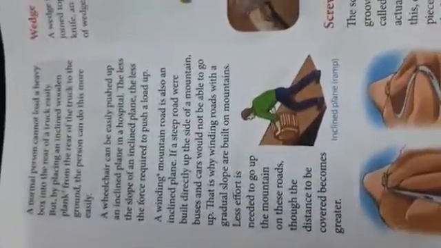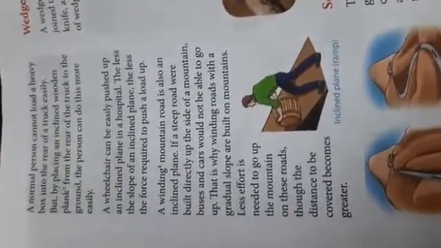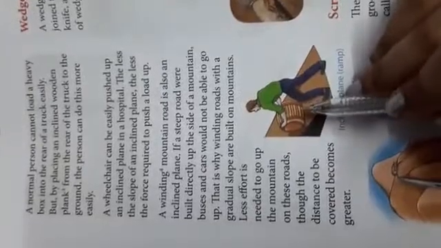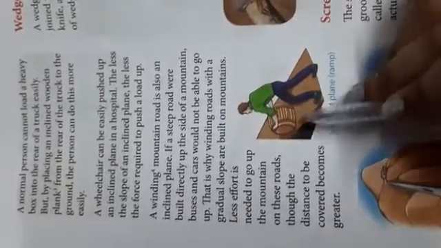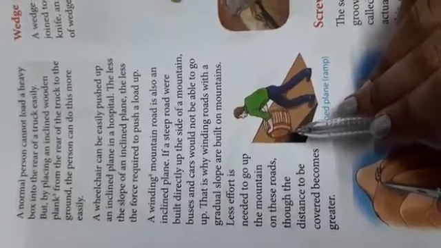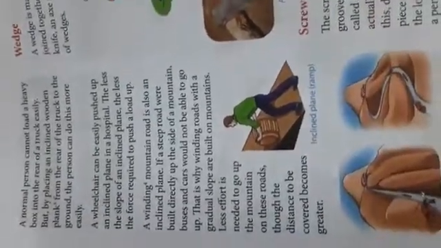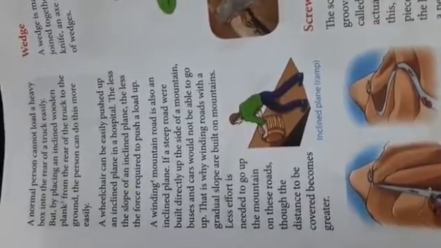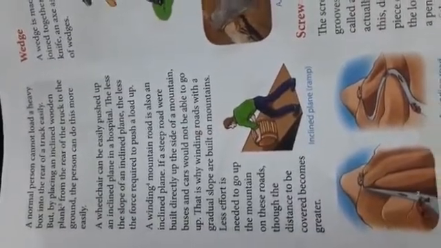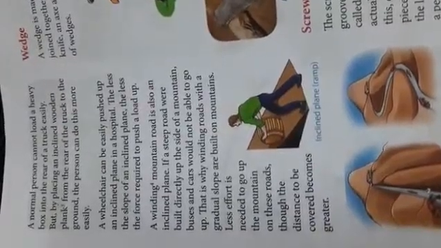A normal person cannot load a heavy box into the rear of a truck easily. You can see this picture. But by placing an inclined wooden plank from the rear of the truck to the ground, the person can do this more easily. A wheelchair can be easily pushed by an inclined plane in a hospital. The less the slope of an inclined plane, the less the force required to push a load up.